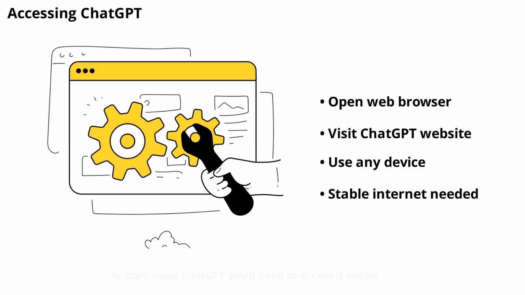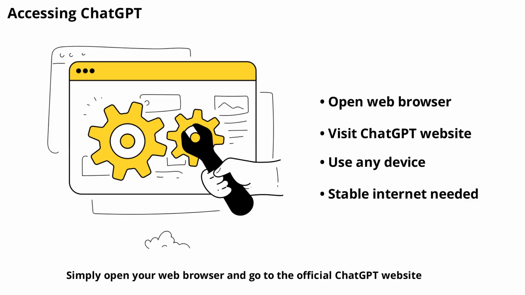To start using ChatGPT, you'll need to access it online. Simply open your web browser and go to the official ChatGPT website. You can use it on your computer, tablet, or smartphone. Some platforms may require you to sign up for a free account, while others let you try it out instantly. Make sure you have a stable internet connection for the best experience. In the next scene, we'll show you how to create an account if needed.